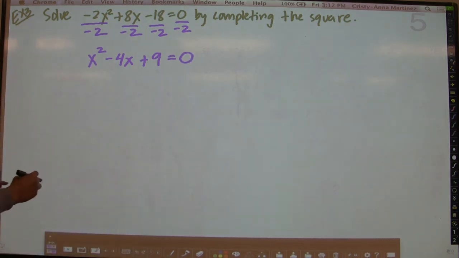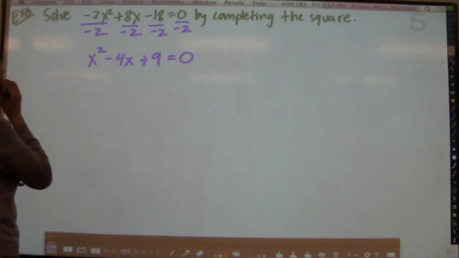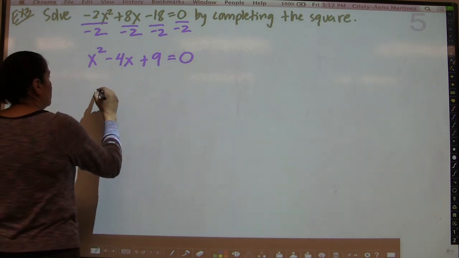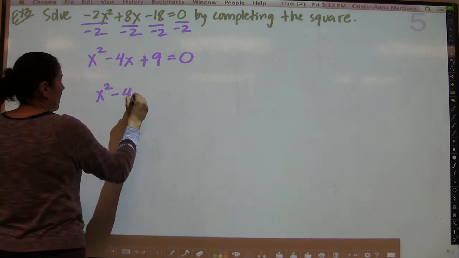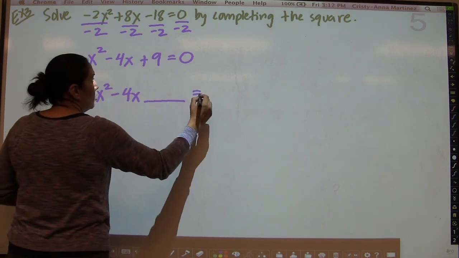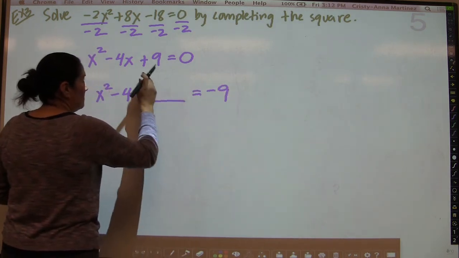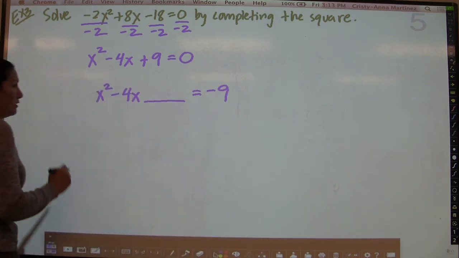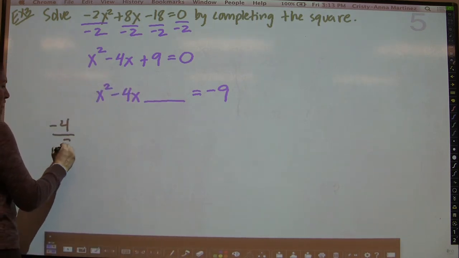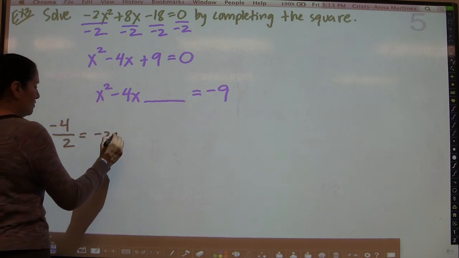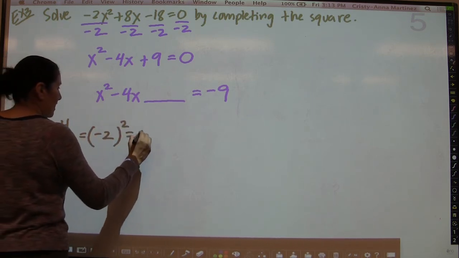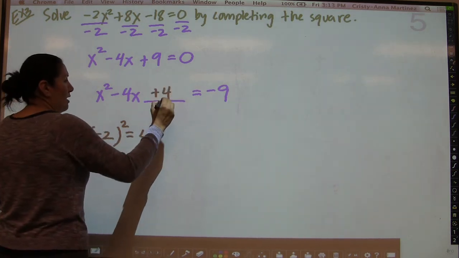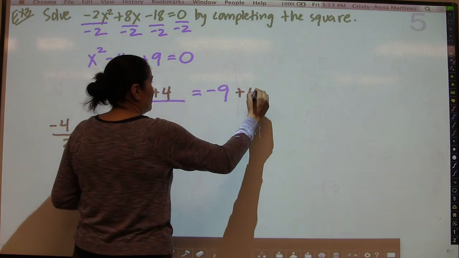All right, and now, as before, we want to take our positive 9 and move it to the other side. So we're going to have x squared minus 4x, there's going to be a blank, and then we're going to put the negative 9 on that side because I'm subtracting 9 to the other side. Then we proceed with the middle term, dividing it by 2, which gives me a negative 2, and then I square that and I get a positive 4, like we did in example 1. So positive 4 goes there. I keep it balanced by adding a 4 on the other side as well.